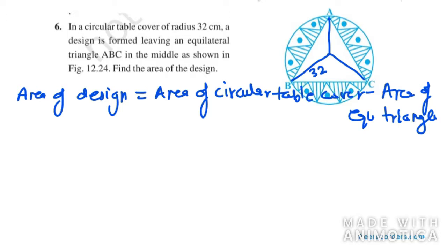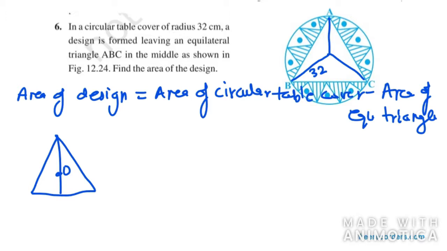Now, for that, we need to have the area of the circular table cover and we need to take away the area of the equilateral triangle from it. Now, the problem is we don't know how to find in this case the area of the equilateral triangle because the side is not given to us. So, in this case, we need to take a centroid here. So, let us redraw this equilateral triangle here. So, let us suppose this is my centroid O.